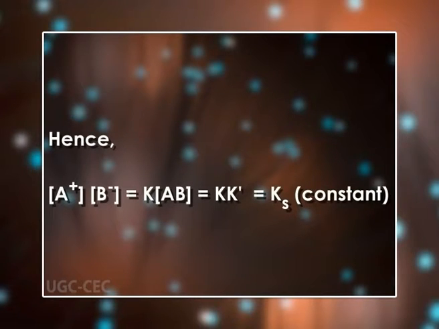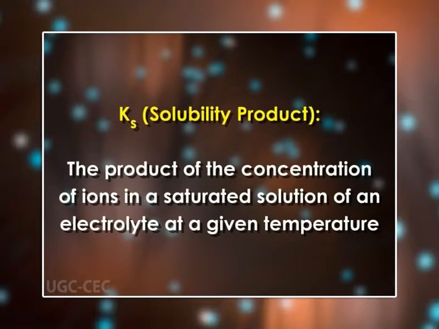Hence, the multiplication of concentrations of A positive and B negative is equal to K into the concentration of AB. Since the concentration of AB is constant, we can say the multiplication simply comes out to be K into K dash. Since both are constant, we have a new constant that's called Ks. Ks is termed the solubility product and is defined as the product of the concentration of ions in a saturated solution of an electrolyte at a given temperature.